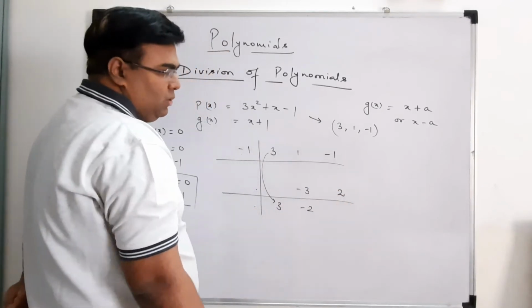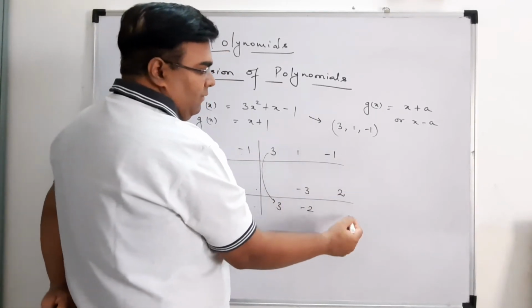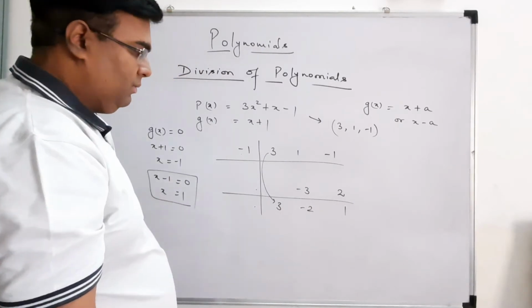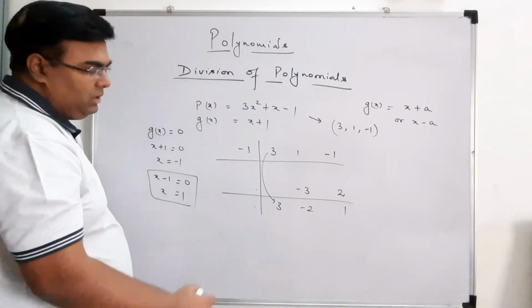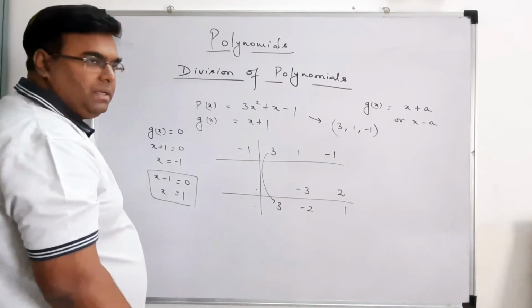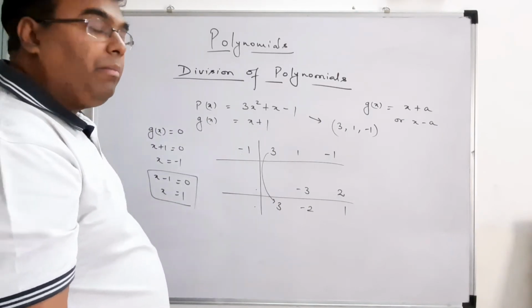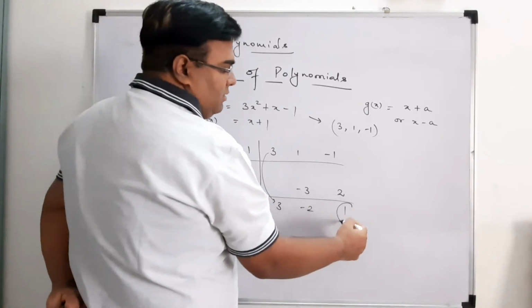Again, add these two numbers. So 2 minus 1 will give you 1. Right? Now this last row is basically my quotient and remainder. The last number is my remainder.